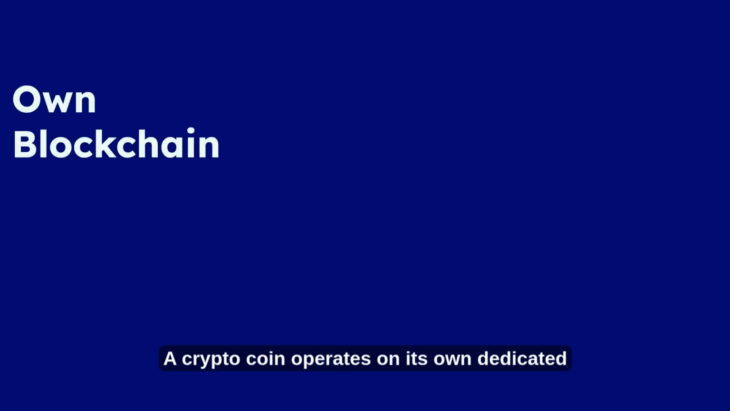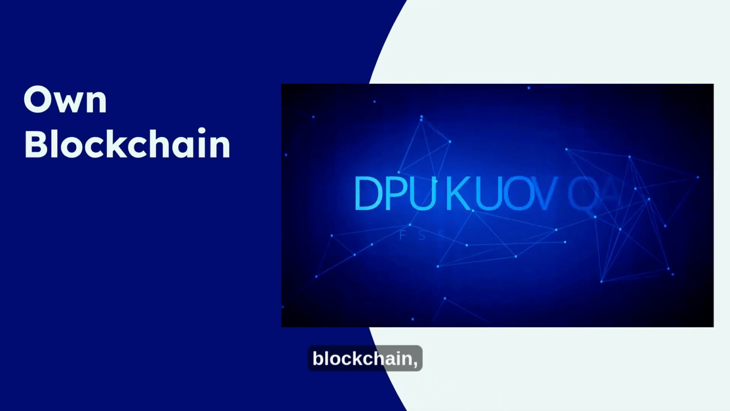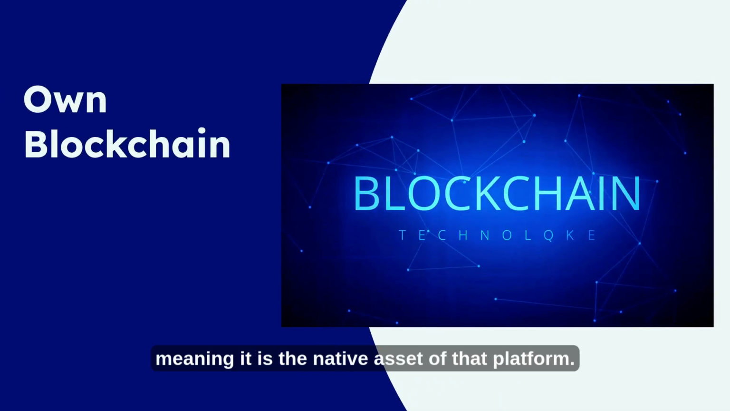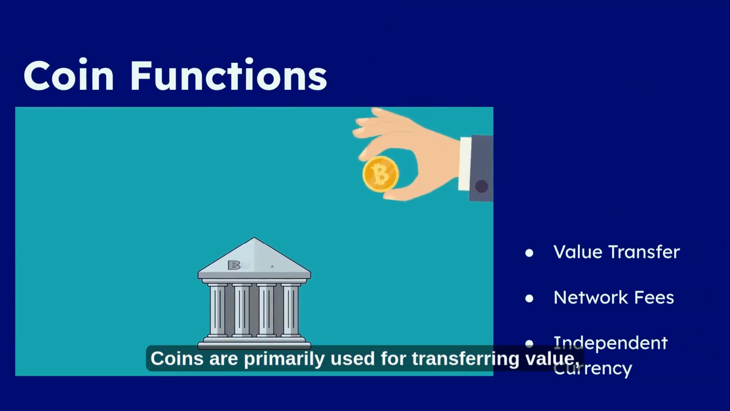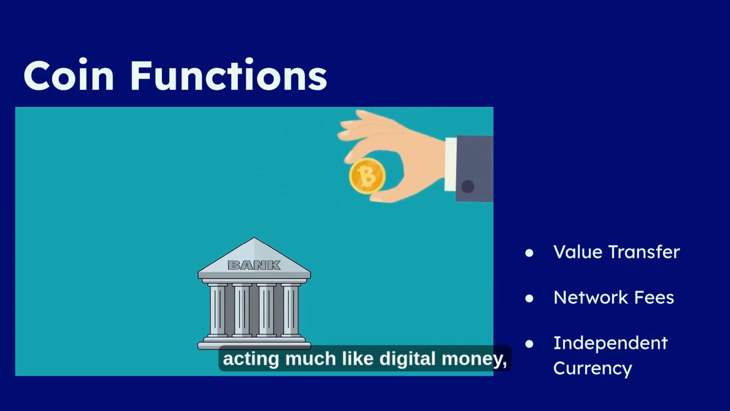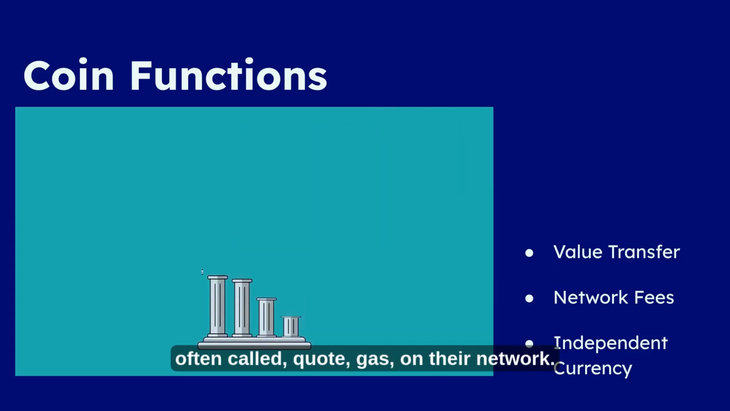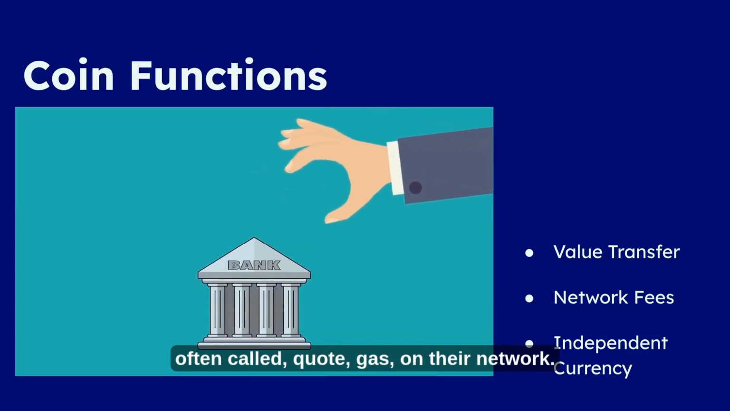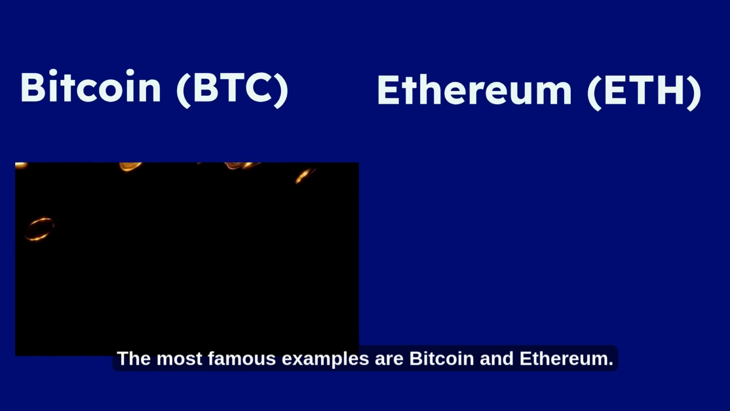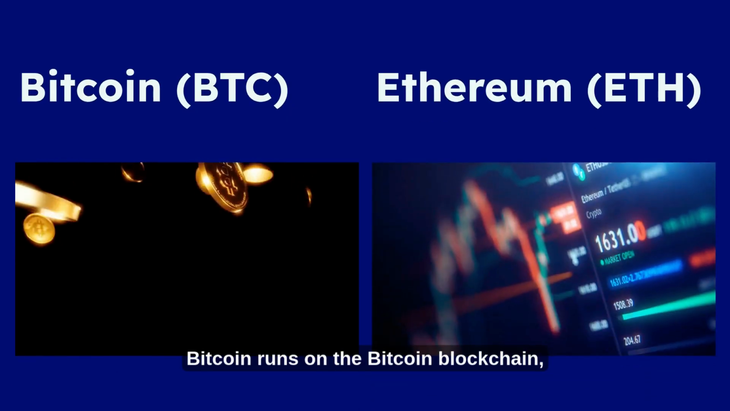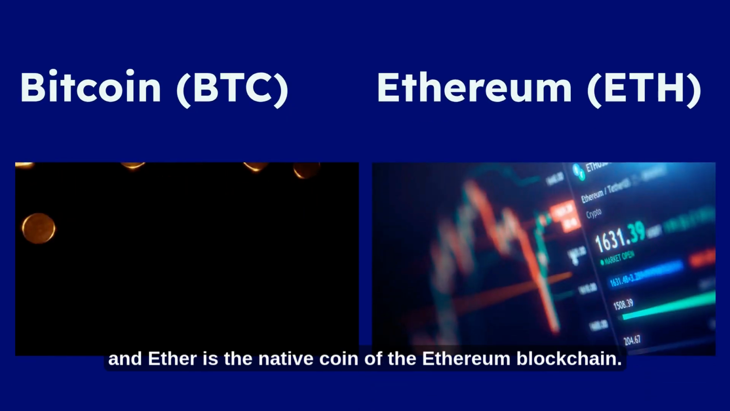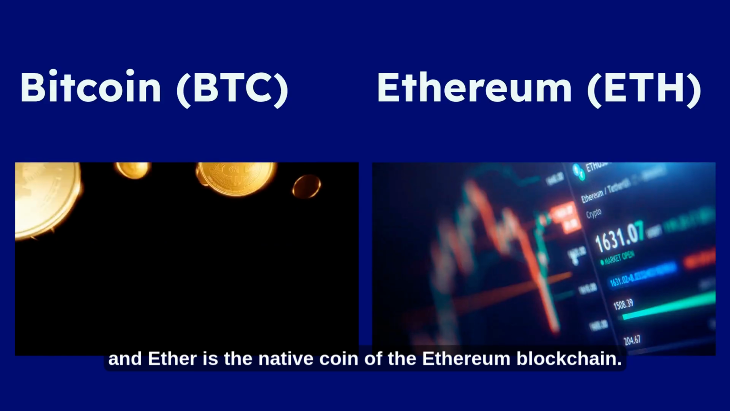First up, let's define what exactly a cryptocurrency coin is and its primary role in the digital ecosystem. A crypto coin operates on its own dedicated blockchain, meaning it is the native asset of that platform. Coins are primarily used for transferring value, acting much like digital money and paying for transaction fees, often called, quote, gas, on their network. The most famous examples are Bitcoin and Ethereum. Bitcoin runs on the Bitcoin blockchain, and Ether is the native coin of the Ethereum blockchain.